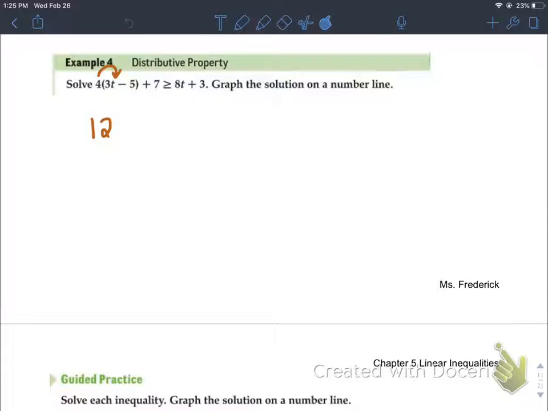This next example, we are just applying the distributive property to this problem and then continuing to solve like we know below. So first I need to distribute 4 to the 3t, so 4 times 3t is 12t.